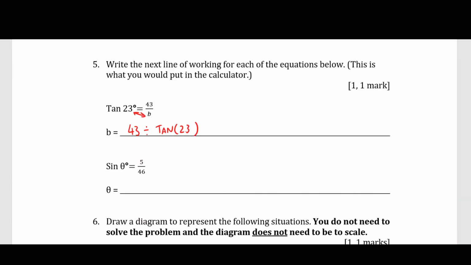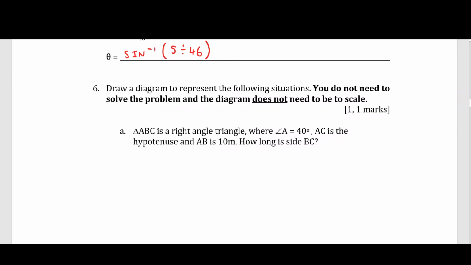Okay. Sine theta equals 5 on 46. So you would type in shift sine to the -1. So you get sine to the -1, 5 divided by 46. Number 6. Draw a diagram to represent the following situations. You do not need to solve the problem, and the diagram does not need to be to scale.